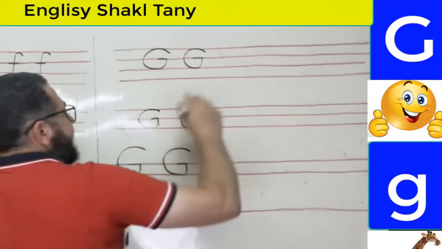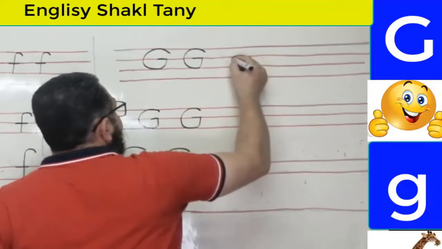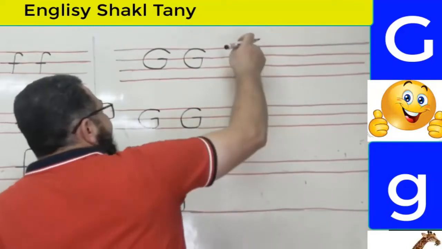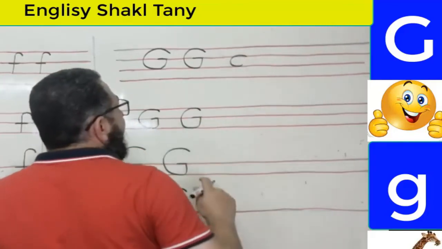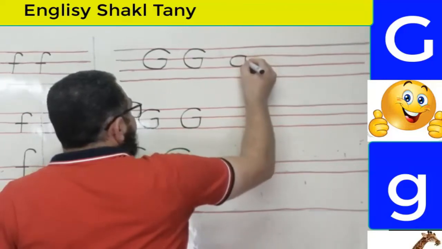Let's see how to write it. I must make a curved line like that, like C. It must touch the two lines. And then from this line, I'll go down like that.